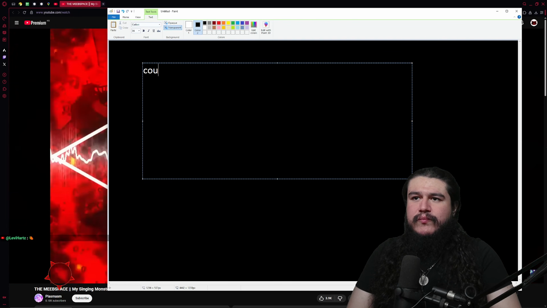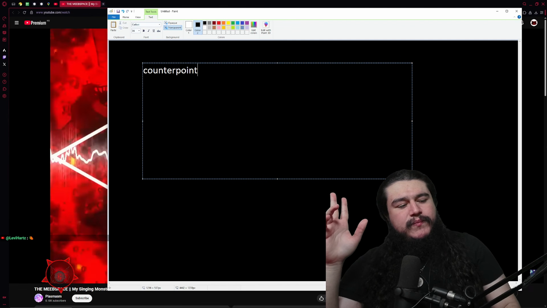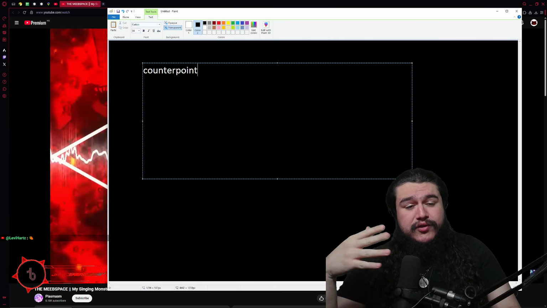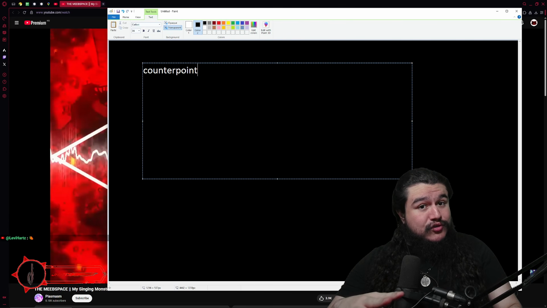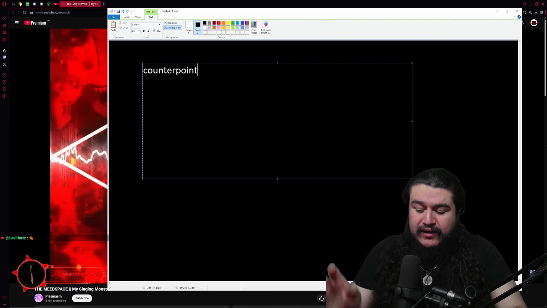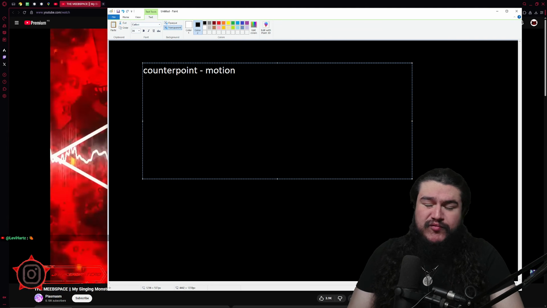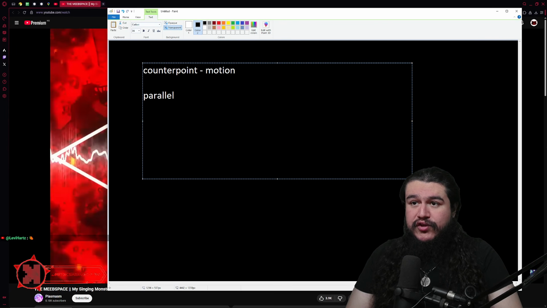We are now doing some counterpoint. Counterpoint being the study of melodies, how they develop, how they interact with one another, usually in the context of having two or more at the same time. Counterpoint is measured in motion most of the time. There's three main types of motion. There's parallel motion, there's similar motion, and there's contrary motion.